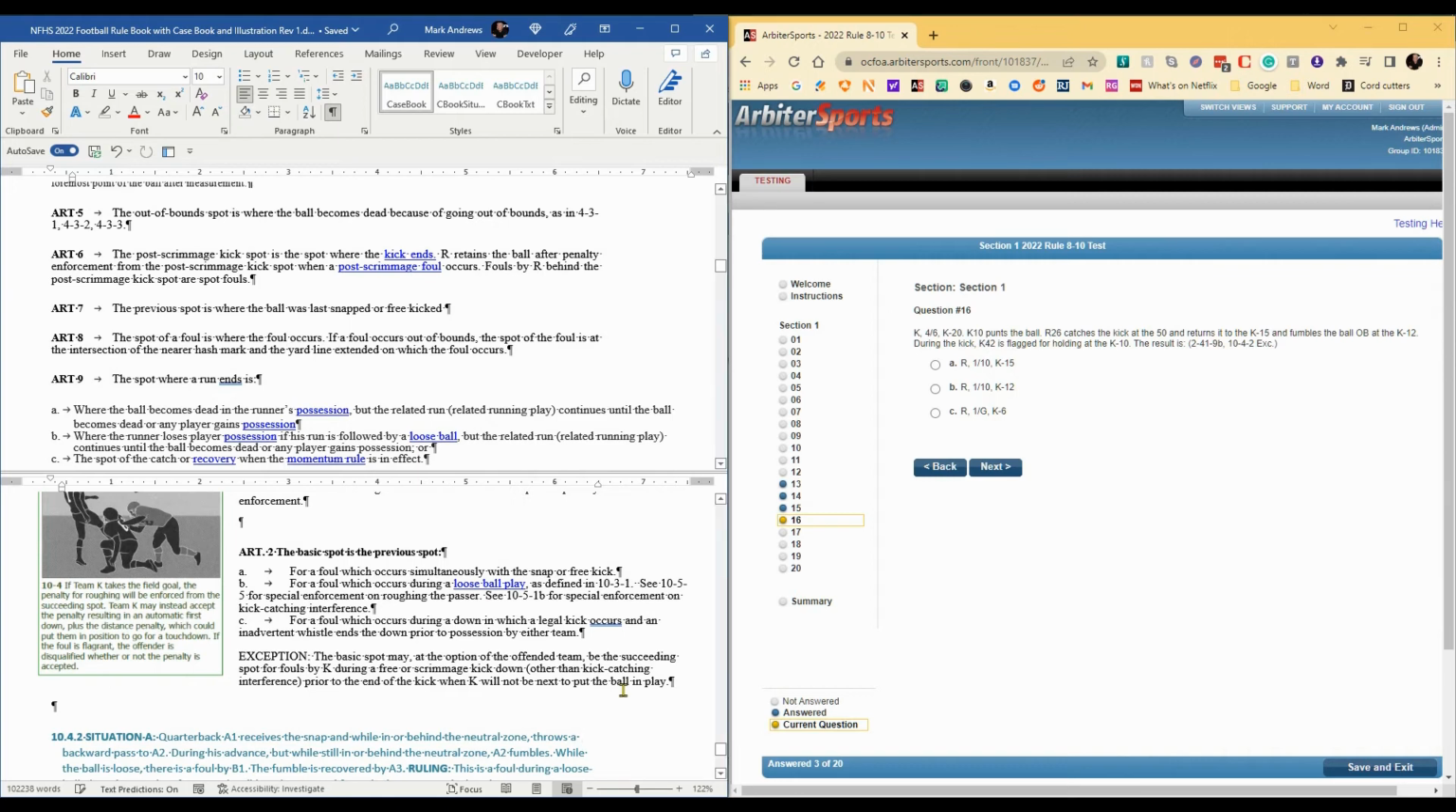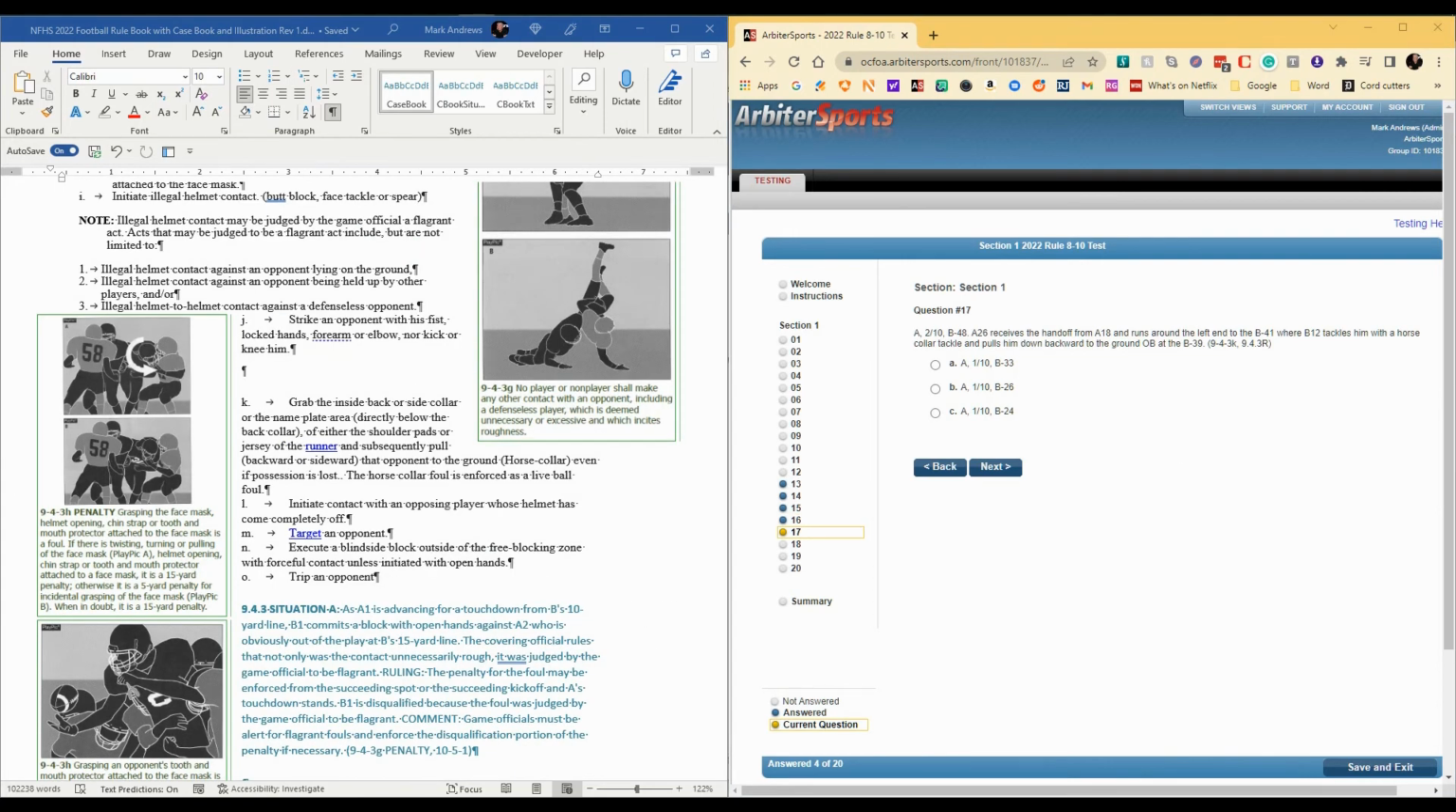So basically, then the other rule reference, 10-4-1-9-b, says when the runner loses player possession, if his run is followed by a loose ball, the related run continues until the ball becomes dead or any player gains possession, or the spot of the catch or recovery when the momentum rule is in effect. Okay, so the spot where the run ends is where the ball went out of bounds. That's a really complicated way of saying that. So we've got the ball out of bounds at the K12. We're going to go half the distance to the goal line. It'll be our ball, first and goal at the K6.